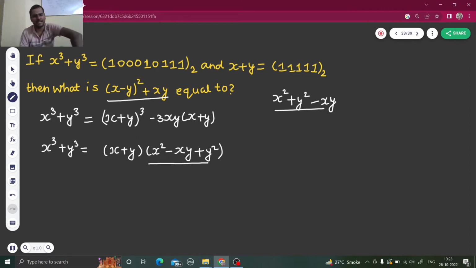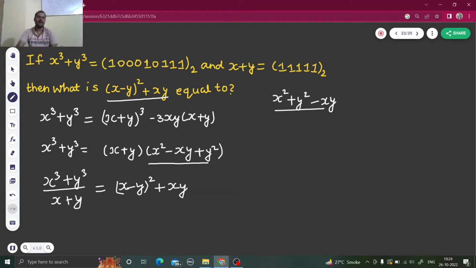So I can say that if I divide this term, x³ plus y³ divided by x plus y, will give me x minus y whole square plus xy. So our main aim will be to divide. Now x³ plus y³ divided by x plus y, let's perform the division.